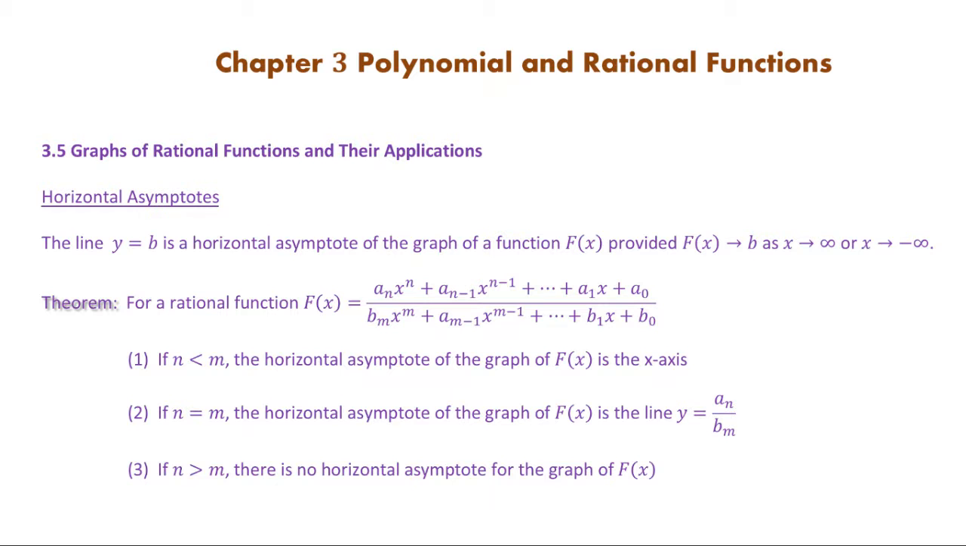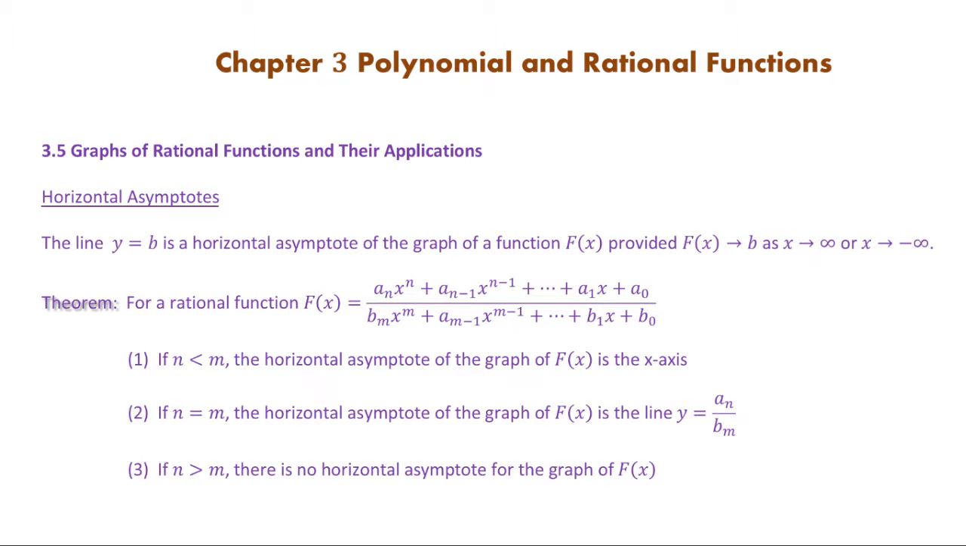So how do you determine horizontal asymptotes for a rational function? Again, the rational function is defined as a quotient of two polynomials. Let's say the rational function f is a quotient of two polynomials, and the top polynomial has degree n. So it's a_n times x to the n plus a_(n-1) times x to the n minus 1 plus everything down to a_1 x plus a_0.